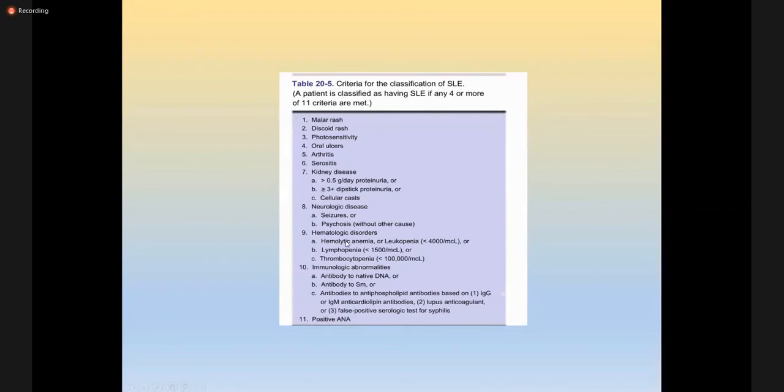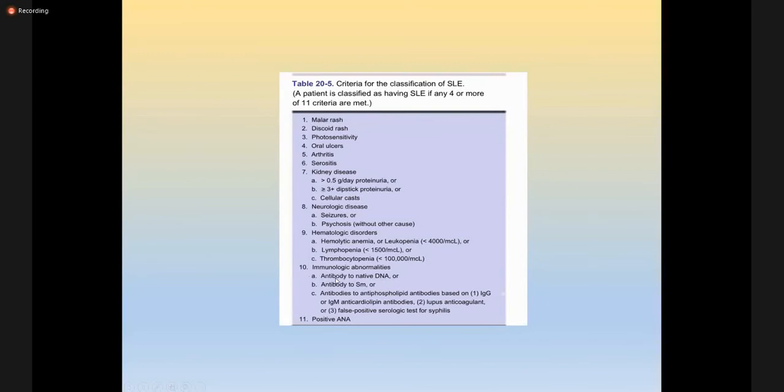In the blood, we will find on the laboratory findings hemolytic anemia, based on the findings, as I mentioned, of reticulocytosis, increased lactate dehydrogenase, and a decrease in haptoglobins. Leukopenia, as I mentioned, is a WBC count less than 4,000, and lymphopenia is also specific when the lymphocyte count is less than 1,500. And thrombocytopenia when the platelet count is less than 1 lakh.